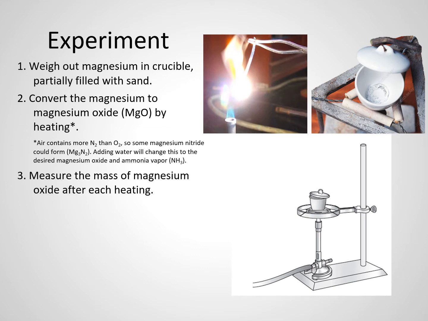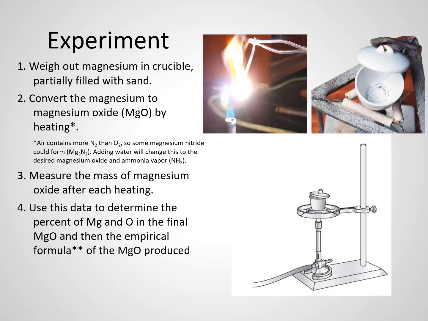Then after we heat it and add the water and everything, we will measure the mass of magnesium oxide after a few times of heating. Then we'll use this data to determine the percentages of magnesium and oxygen in the final magnesium oxide that we end up with, and then we will be able to find the empirical formula of the product. So the empirical formula is the chemical formula with the lowest mole ratio between the elements.